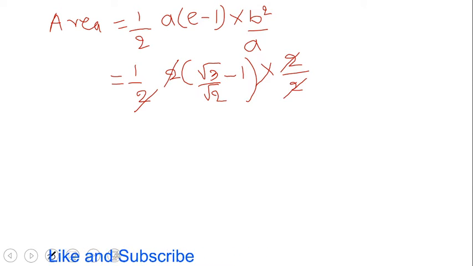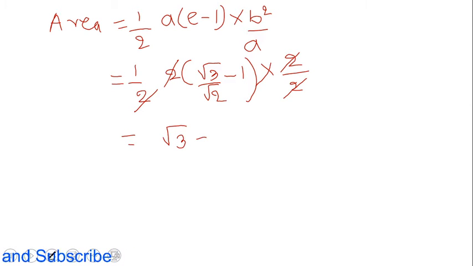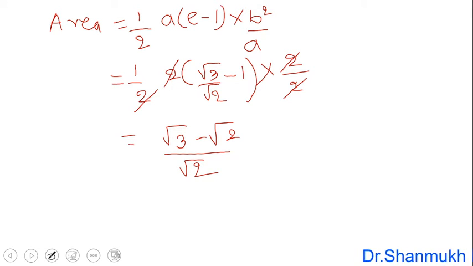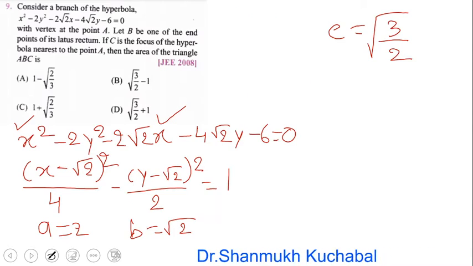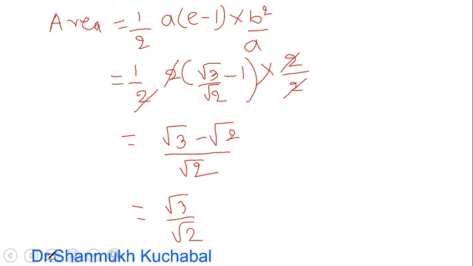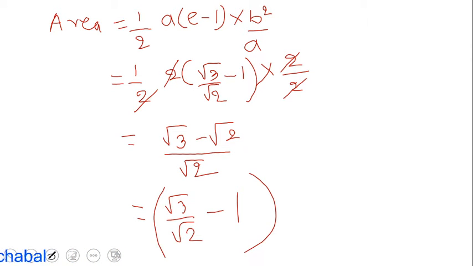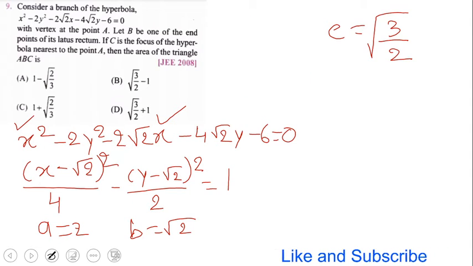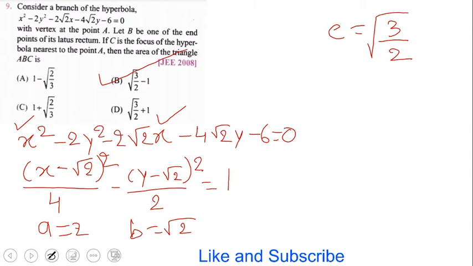So we have to simplify this one. Root 3, taking the LCM as root 2, we are going to get root 3 minus root 2 divided by root 2. So root 3 will divide, root 3 by root 2, and here root 2 by root 2 is 1 we are going to get. Yes, so this is the required simplification of the area of a triangle, root 3 by root 2 minus 1 here. Therefore, clearly observing, option B is the right answer here. Option B is the right answer.